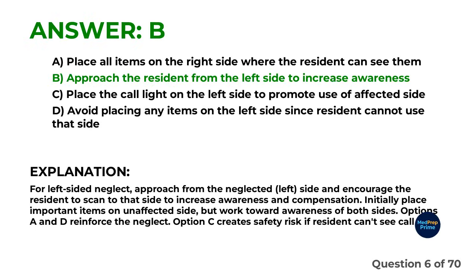Correct answer, B. For left-sided neglect, approach from the neglected left side and encourage the resident to scan to that side to increase awareness and compensation. Initially place important items on the unaffected side, but work toward awareness of both sides. Options A and D reinforce the neglect. Option C creates a safety risk if the resident can't see the call light.